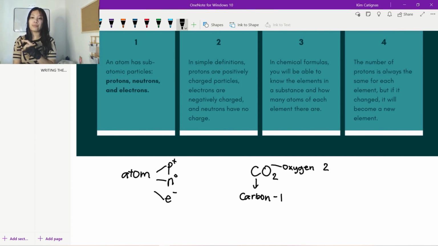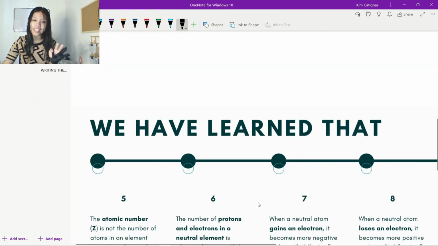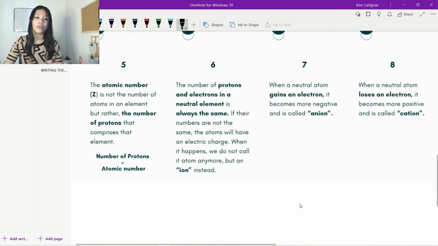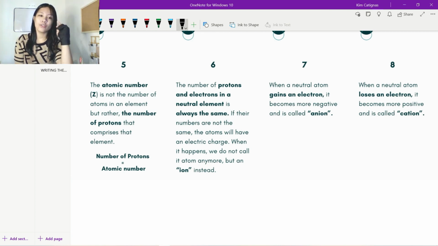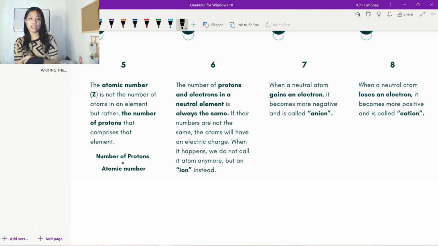Another thing is the number of protons is always the same for each element, but if it changes, it will become a new element. So, bakit po ganon? Tandaan nyo na sa periodic table, naka-arrange siya according sa atomic number niya. Okay? Ang atomic number kasi, natutunan din natin kahapon na, okay, ang atomic number pala, which is represented by letter Z, hindi pala siya number ng atoms sa isang element. Atomic number lang yung tawag sa kanya, pero hindi pala siya yung number ng atom sa isang element. Dahil sa isang element, meron lang one atom. Okay? So, but rather the number of protons that comprises the elements. Therefore, number of protons is equal to atomic number.